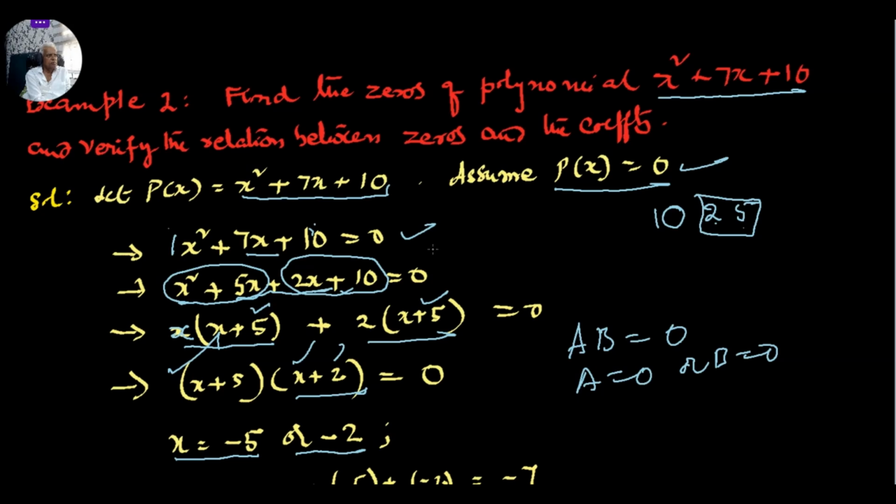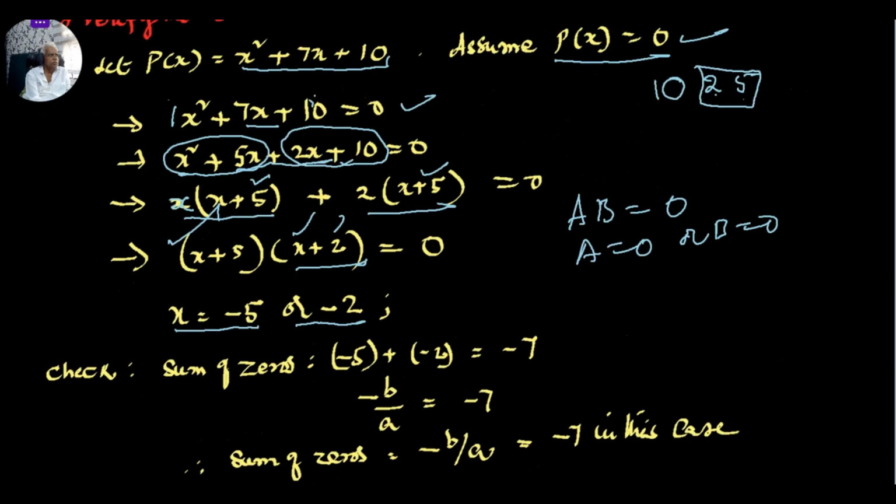We should get what? Suppose this is ax square plus bx plus c. If you compare this, c is 10, b is 7, a is 1. Okay? So, sum of zeros should be minus b by a. Here we are getting sum of zeros is minus 7. Here minus b by a is minus 7 by 1, which is minus 7. Sum of zeros is checked.